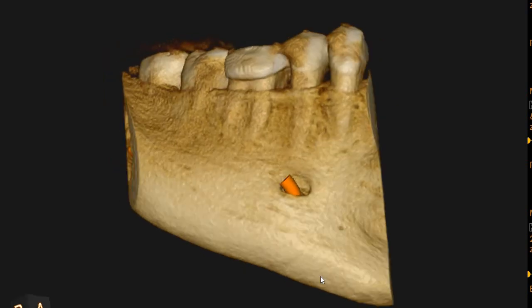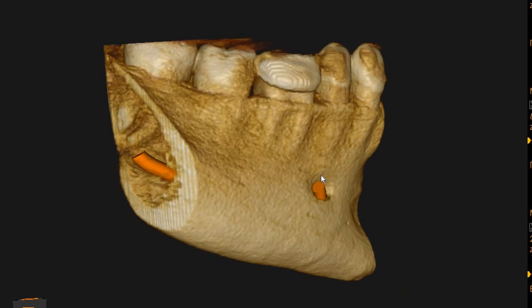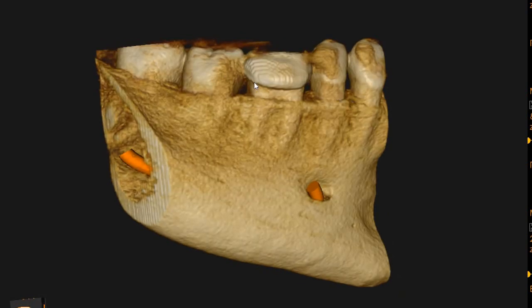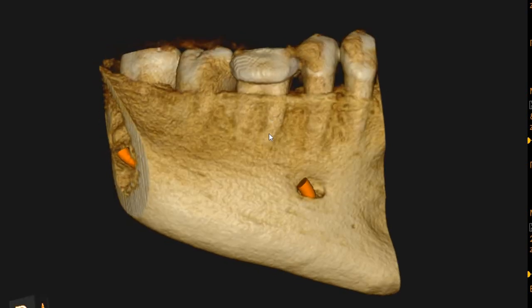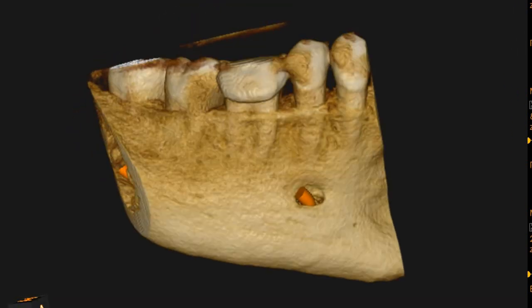This is the high resolution endo mode of the patient that you had requested. The area of interest is the lower right first molar region. There is a crown prosthetic restoration.